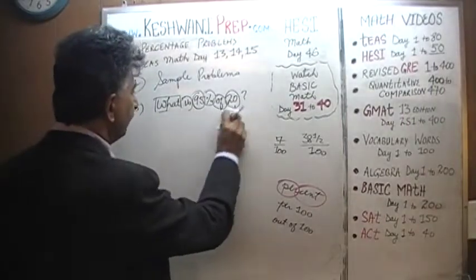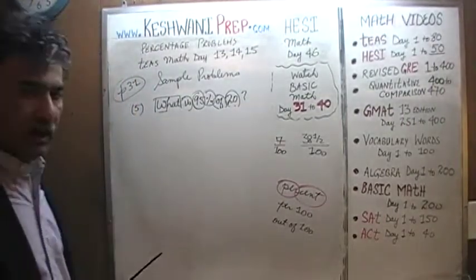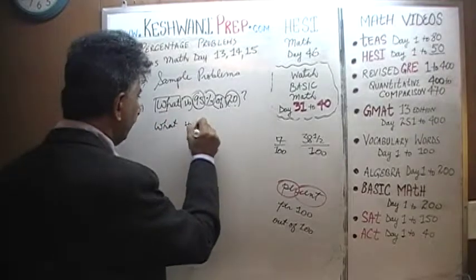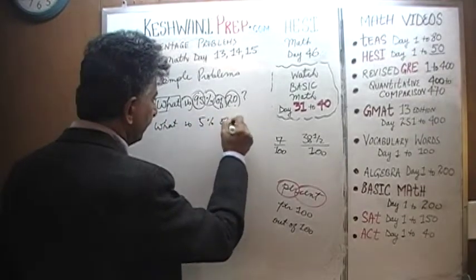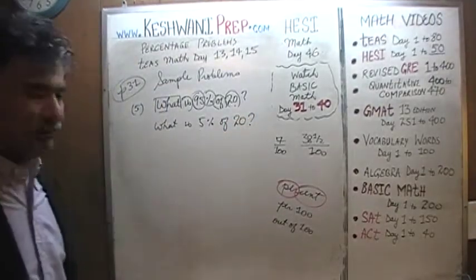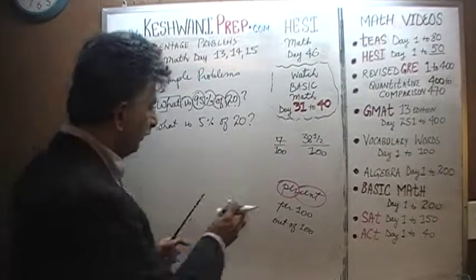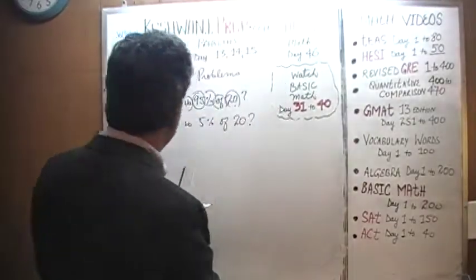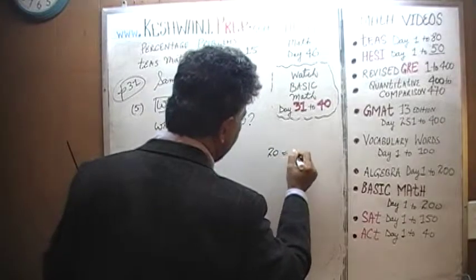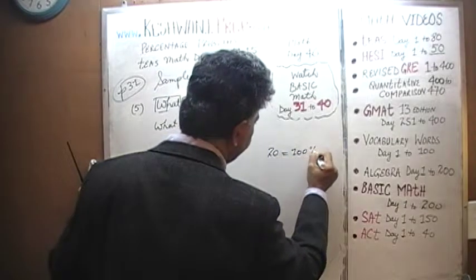When somebody asks us to figure out 95% of something, ask yourself, what is 5% of something? What is 5% of 20? Once we have the 5%, you see, let's do it here. 20 is the whole thing, which is the 100%. Isn't it?